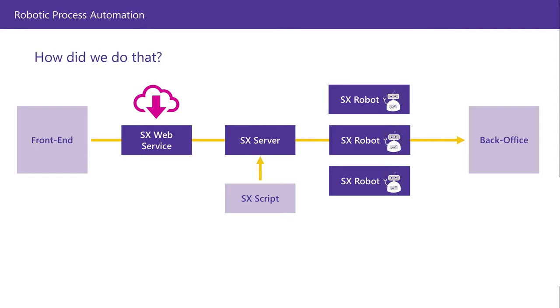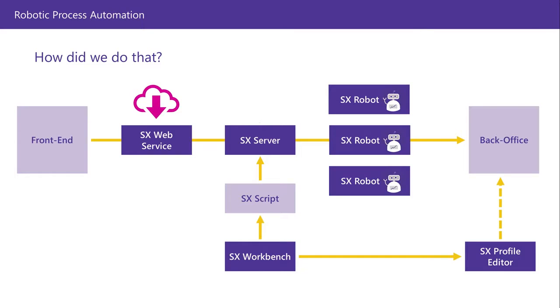We provide two tools that allow us to do that. We have the SX Profile Editor, which we will use to discover the capabilities of our back office systems, what buttons there are, what fields there are, and what we can do with these controls, as well as other things about the application. We use the Profile Editor to build a library of profiles representing each screen in the application. This is a one-off process, and when we've finished building our library, we move on to the SX Workbench.